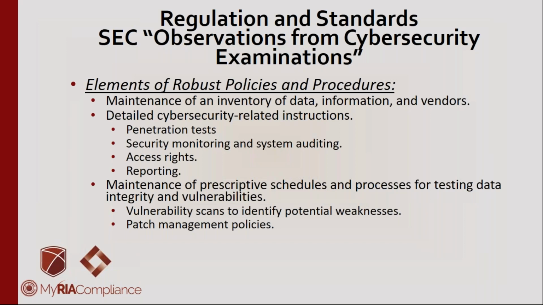Moving on to the elements of robust policies and procedures, the SEC actually gives us a little glimpse of what they're looking for here. First on the list is maintain an inventory of data, information, and vendors. So keep an inventory. What types of systems do you have? What devices are going to be accessing those systems? Have an understanding of what kind of data you're maintaining. What vendors have access to that data? And stay on top of that. Keep it current, keep it up to date.